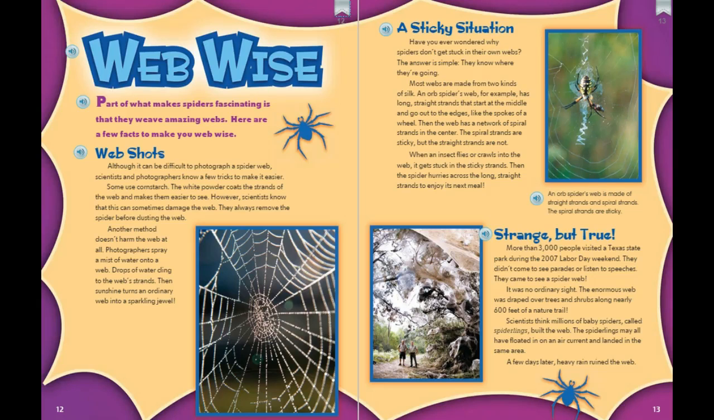Today we are going to compare texts, and we're going to do that by connecting to the topic with the informational text WebWise on pages 12 and 13 of your student magazine. We're also going to stop at the poetry place on pages 14 and 15 and do some comparing to that too. So what I would like you to do is read the introductory paragraph and the headings, and then look at the photographs on pages 12 and 13.